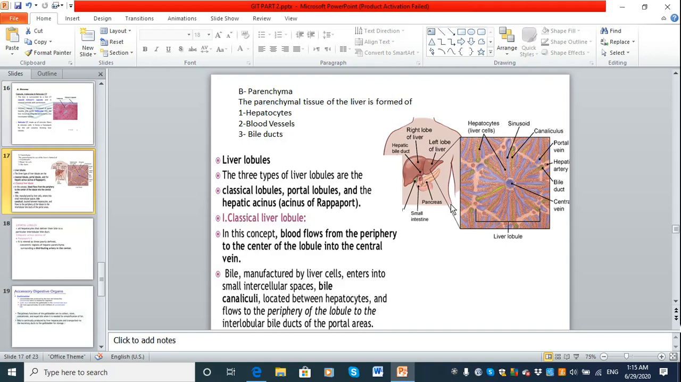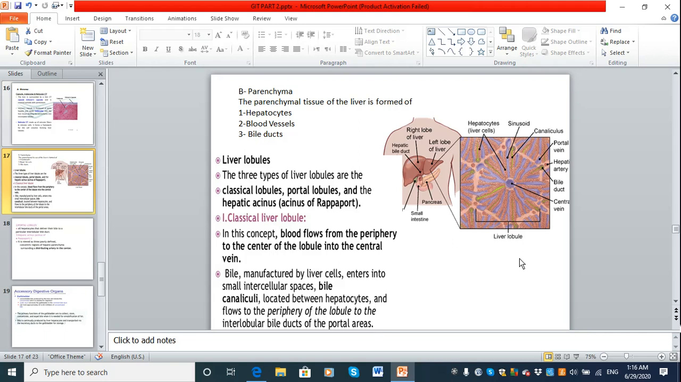The second part is parenchyma. Here we have the parenchyma, the main formation of the liver: hepatocytes, blood vessels, and bile ducts. You will see here in the cartoon diagram, in general, for a whole liver lobule, we have three types of liver lobules. Okay, it's either the classical lobule, portal lobule, or hepatic acinus.